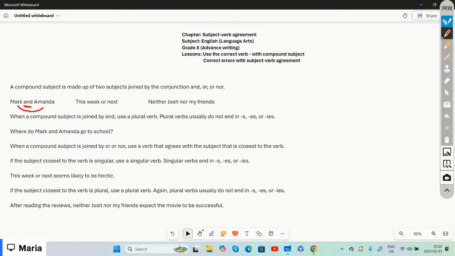If you look at another example, it's either this week or next week. Remember, when we use the coordinating conjunction or, it's basically a choice. So this week or next, and we use the coordinating conjunction or to join those two subjects to bring about the choice.